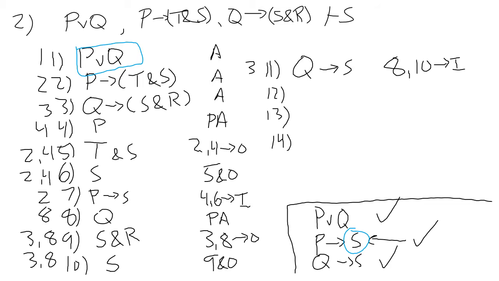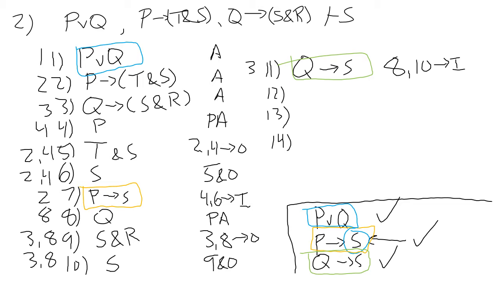So I have all the pieces that I need. I have P arrow S here. I have, let's do green, Q arrow S here. I've got my P, that wasn't the same blue that I used before. Let's see if I can pick it out. And we got a P or Q in line 1.